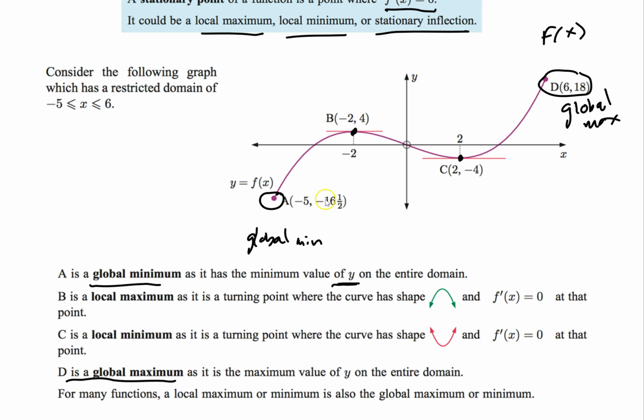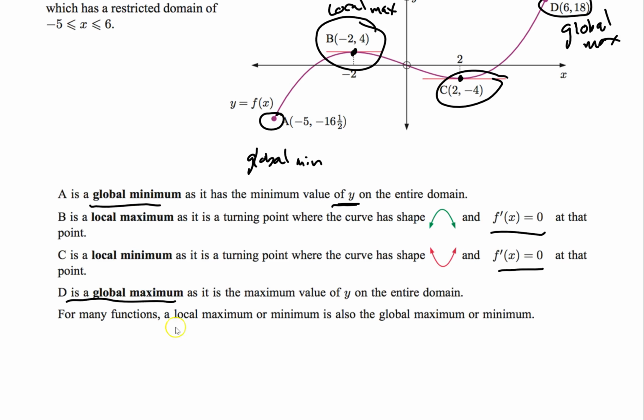And our local max and local min are these points, right? Local max, and local min. Notice how local max and local min have that shape, like this or like that, and it's when the derivative equals 0. Local max, local min.